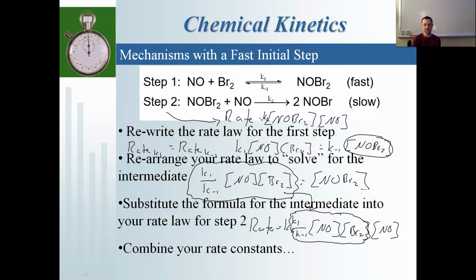And then it says at the end here, combine your rate constants. So all these rate constants end up just being a constant, right? So rate equals K. I just combine them all into K. Doesn't really matter what subscripts they are here. I'm just going to clean this up a little bit. I'm going to move my two NOs next to each other and combine them. So that is NO squared times Br2.